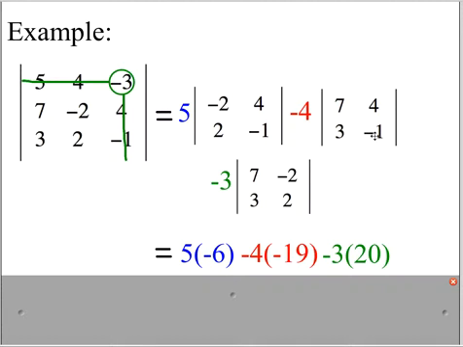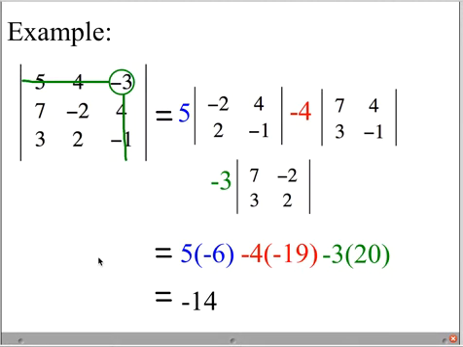Then you have 7 times a negative 1, which is negative 7, minus 3 times 4, which is 12, so that would be negative 19. And then 7 times 2 is 14, minus a negative 6. You end up with a positive 20. When you multiply these numbers together and add them together, you end up with negative 14. You should be able to do these by hand. We'll try and keep the numbers smaller than normal so that you guys can do the calculations without a calculator.